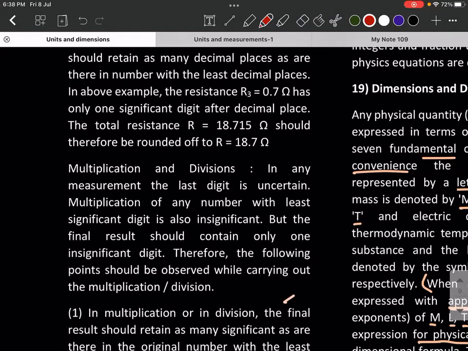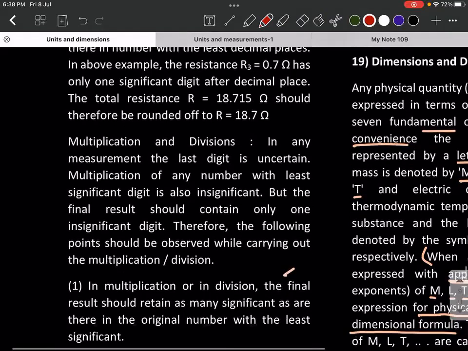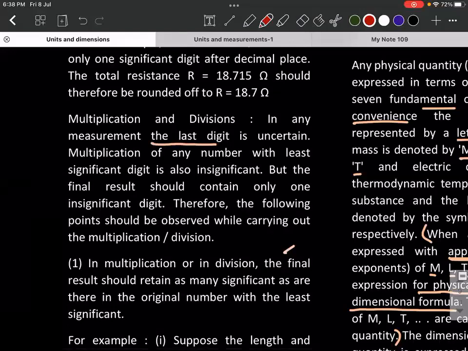Then what about multiplication and division? When you talk about multiplication and division, in any measurement, the last digit is generally considered to be uncertain. Multiplication of any number with the least significant digit is also insignificant. So when you multiply, what will you do? For example, I have the readings 12.13 and 15.245. The last digit here, 3, is uncertain, and the last digit here, 5, is uncertain. When you multiply these two numbers, you are multiplying those uncertain numbers also. You multiply the 3 and 5 also.